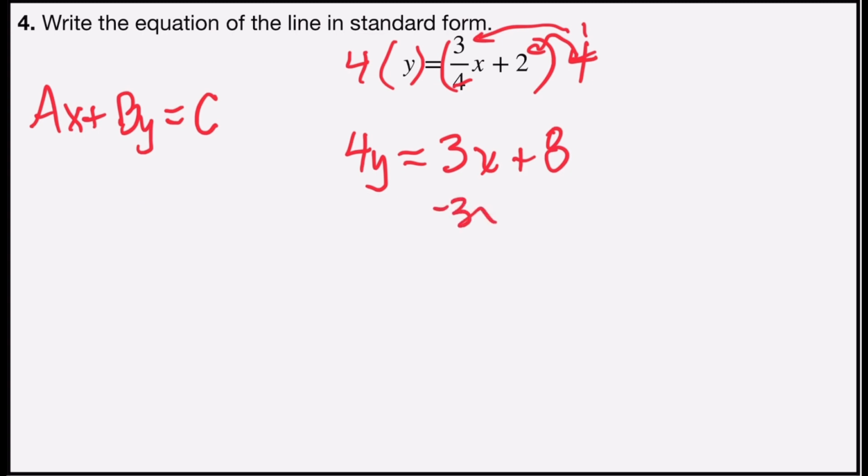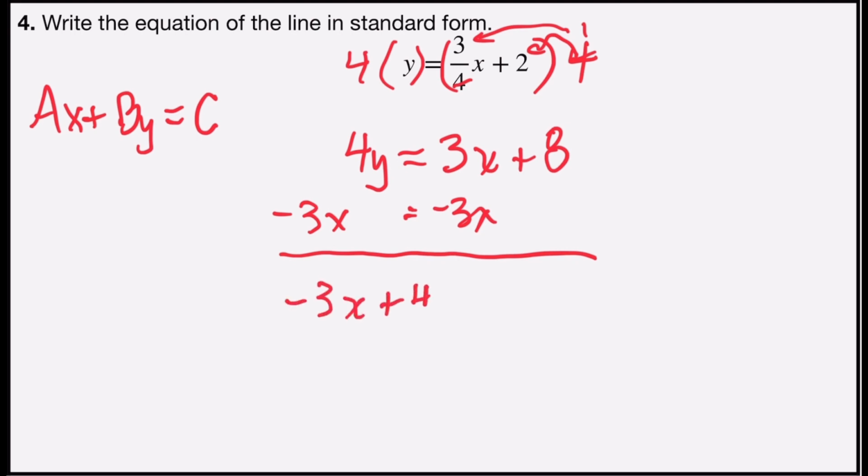So I'm going to subtract 3x from both sides in order to have my x and y terms on the left side. So on the left side of the equation, I would get negative 3x plus 4y equals 3x minus 3x is 0, and 0 plus 8 is 8.